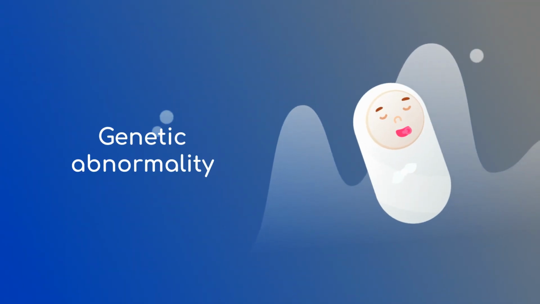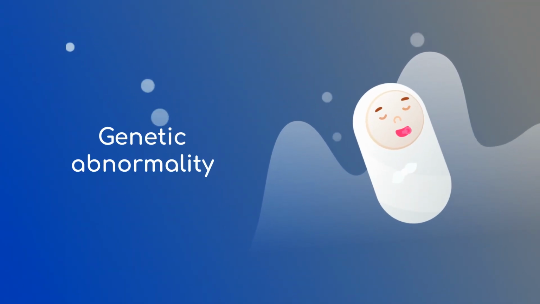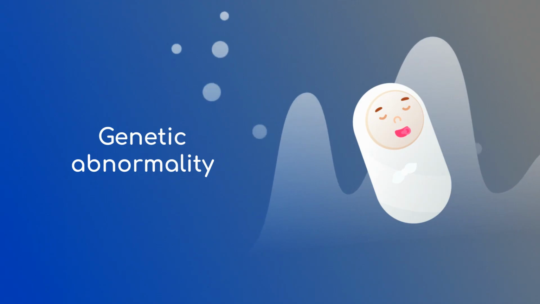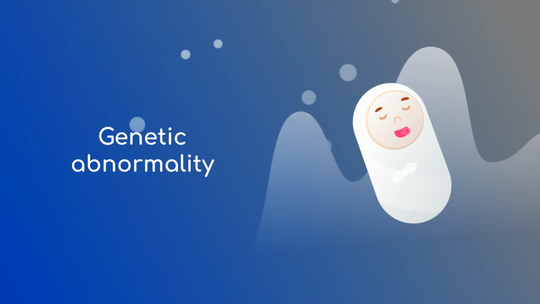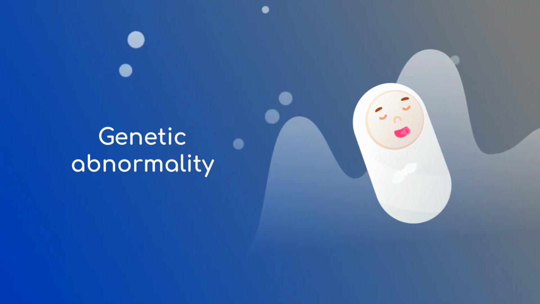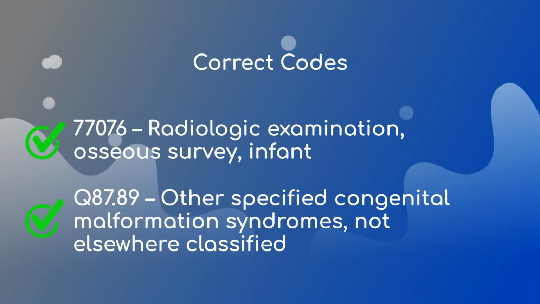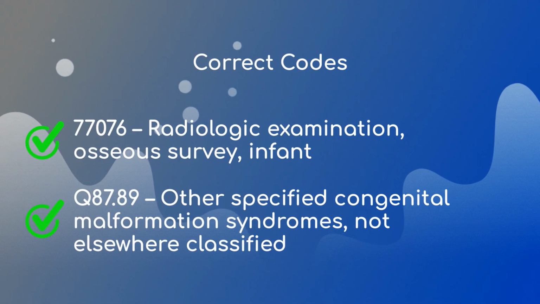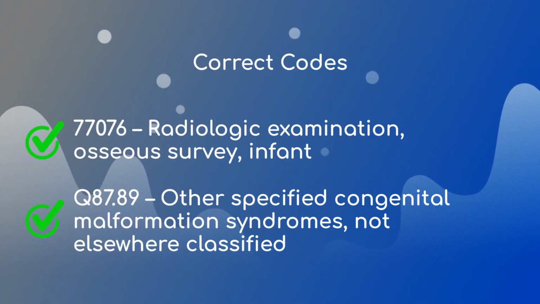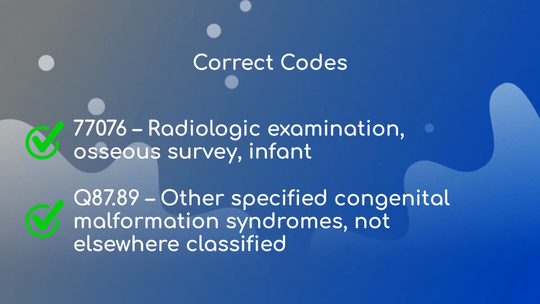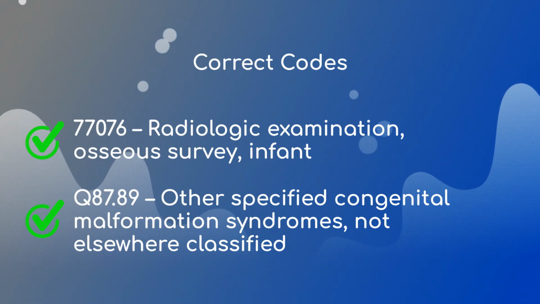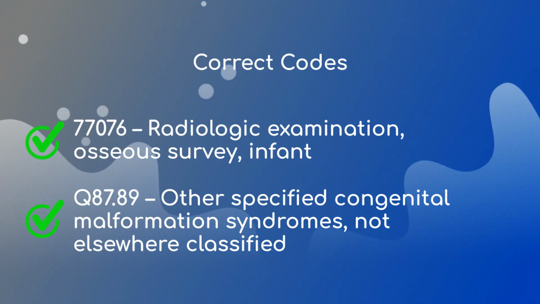The radiologist sees subjective findings, however confirms apparent symmetric lucent metaphyseal lines in the long bones with some proximal medial tibial irregularities and suggests other tests to confirm the irregularities seen. Correct codes for this chart for the inpatient chart: 77076, radiologic examination, osseous survey, infant, and Q87.89, other specified congenital malformation syndromes not elsewhere classified.